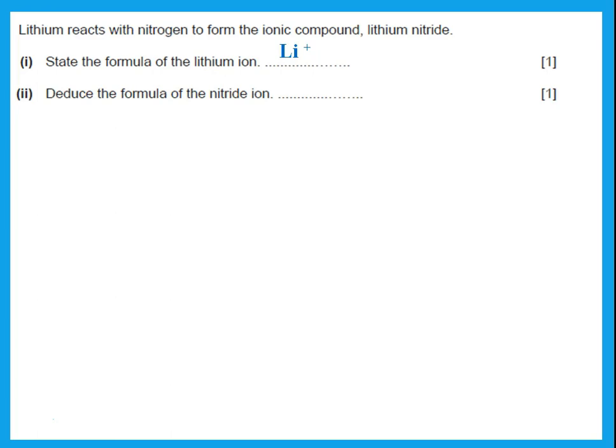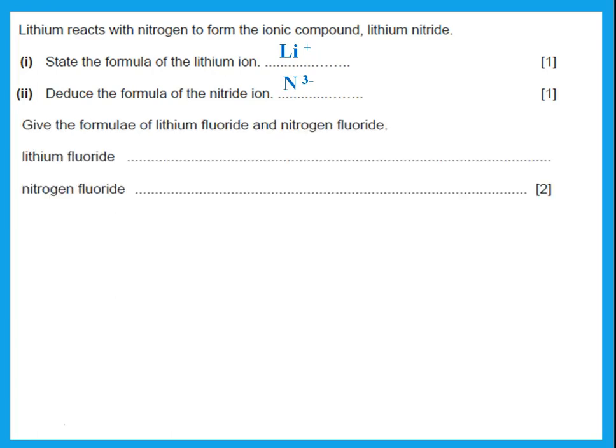Deduce the formula of the nitride ion. Okay, the nitride ion means nitrogen, and nitrogen is in group 5. That means it needs to take 3 electrons to have a full outer shell, and that means it will have an extra 3 negative charges.